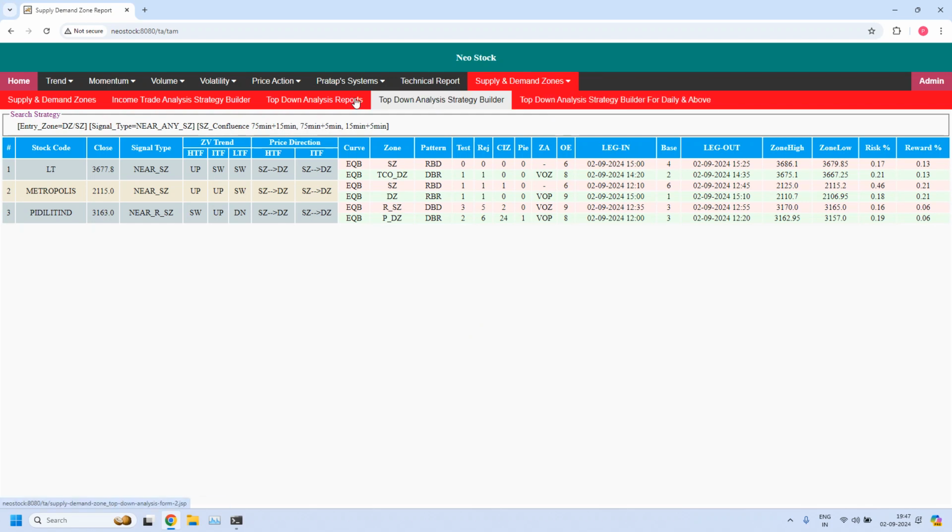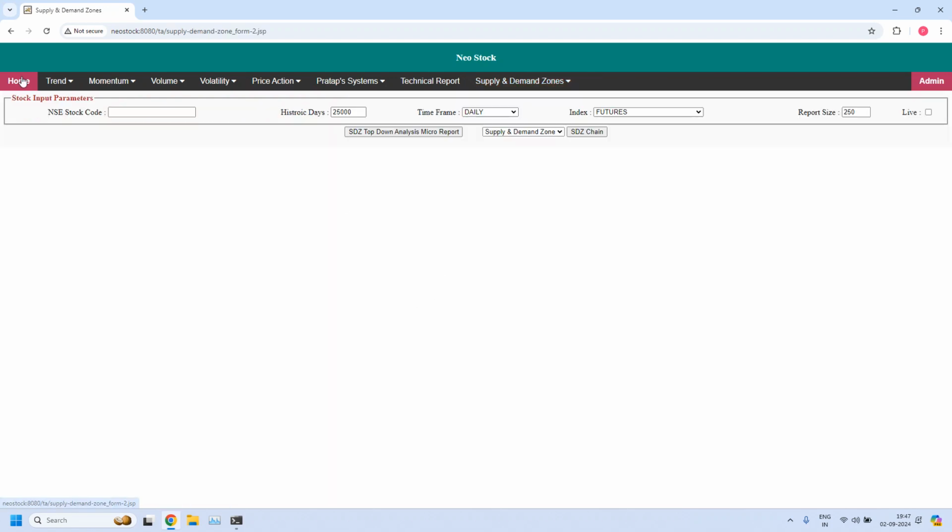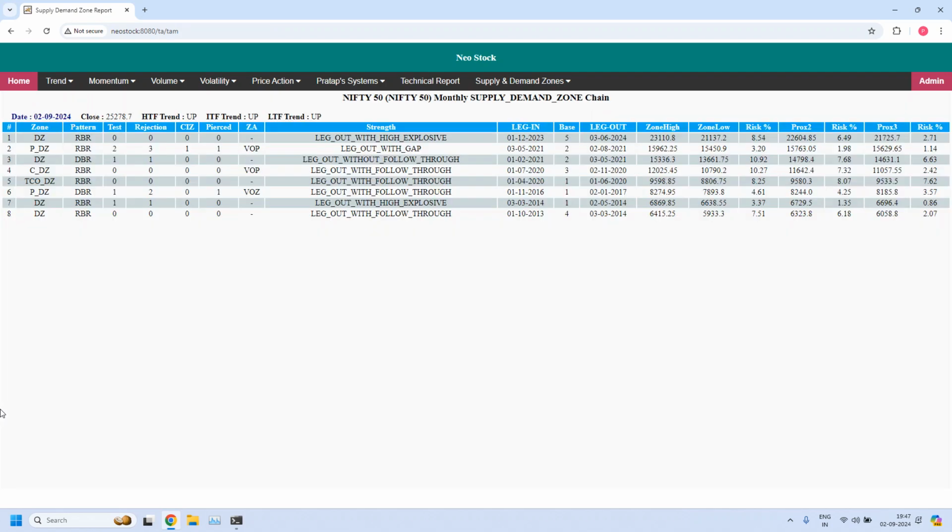Next report is NIFTY Bank Nifty supply demand zone chain. Let's start with NIFTY 50, starting from monthly time frame. I am generating a monthly supply demand zone for Nifty. Always remember, look into the zone column for finding high liquidity zones, and in the pierced column, if the pierced count is 0 they are valid, otherwise they are not valid. And to look for the trend, always look into the LTF.